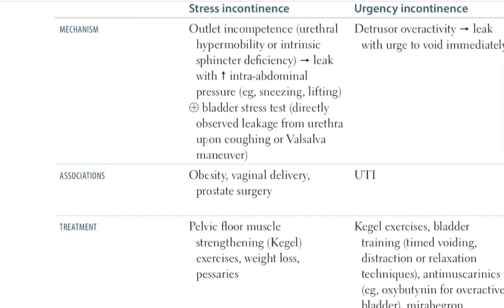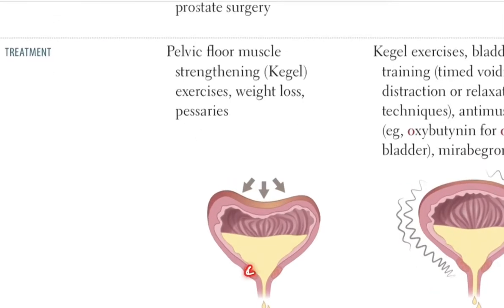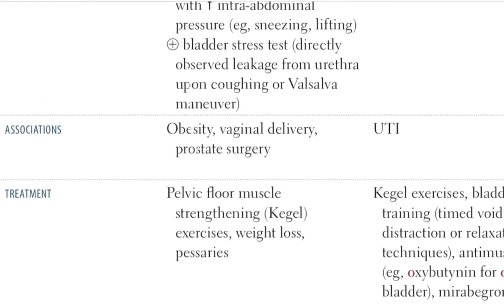Now, stress incontinence majorly occurs due to outlet incompetence. So, let me just explain what incontinence is. Incontinence means leakage of urine. Now, why does leakage of urine take place? It can be due to outlet incompetence, that means urethral hypermobility or intrinsic muscle deficiency. Is it clear? So, when the intrinsic sphincter is deficient or there is hypermobility of the urethra, it can lead to stress incontinence.